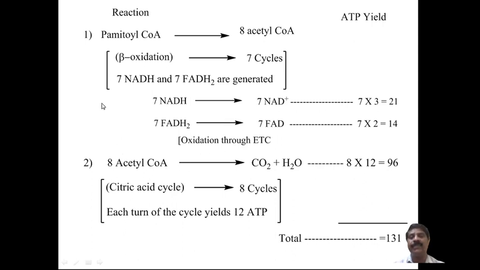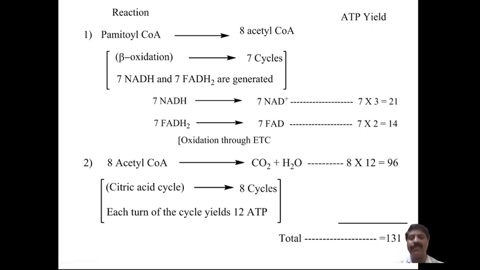Then further, in the second reaction, 8 acetyl coenzyme A is converted into carbon dioxide and water. Therefore, during this, 8 into 12, since 1 acetyl coenzyme A produces 12 ATP molecules.